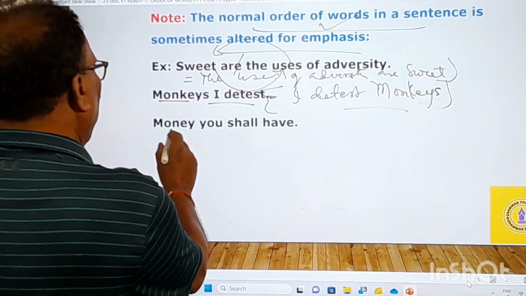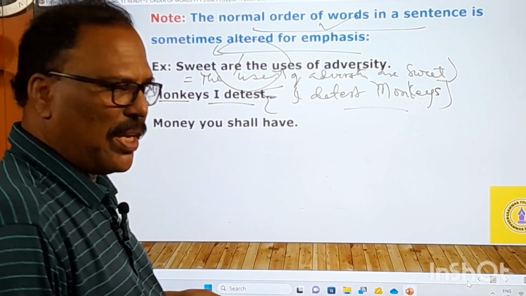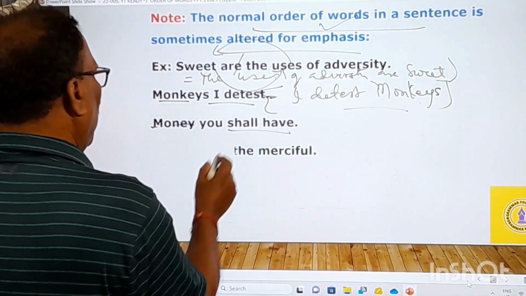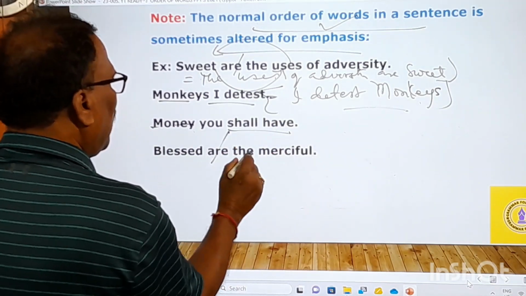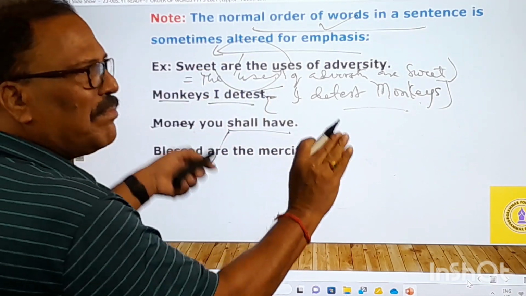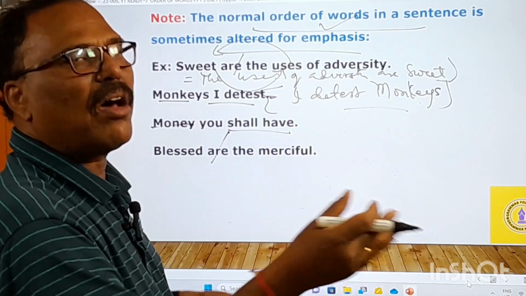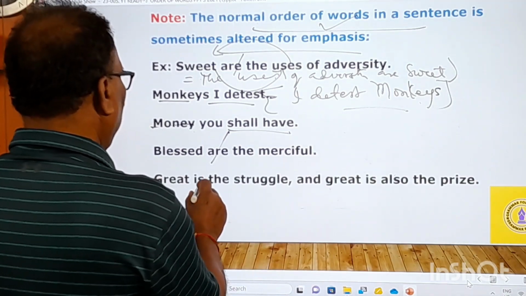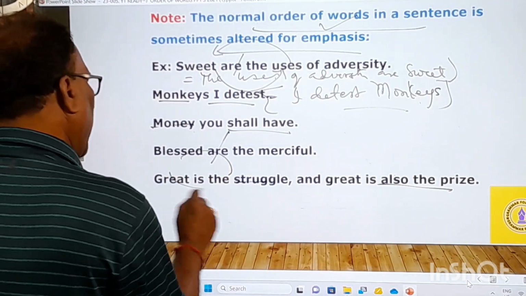Now here, "Money you shall have." Oh, you want money? Money you shall have. Right. Otherwise, you shall have money. That's that. "Blessed are the merciful." The sentence must be "The merciful are the blessed." The merciful means those who show mercy are blessed. That is the meaning. And one more thing: "Great is the struggle, and great is also the prize." The struggle is great.